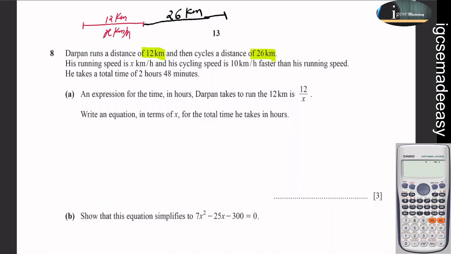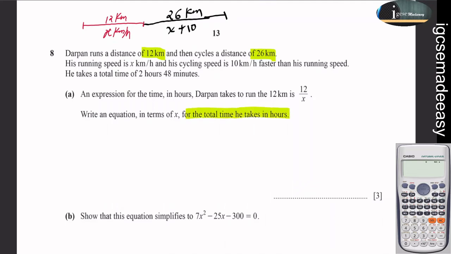And the cycling speed is 10 km per hour faster than the running speed. So running speed is x. So 10 faster means x plus 10. I'll write with the black to differentiate, x plus 10. Speed of this is x plus 10, because x is the running speed, so x plus 10 will be the cycling speed. He takes a total time of 2 hours 48 minutes to finish this distance. So we have to calculate the total time that he takes and write this as an expression.